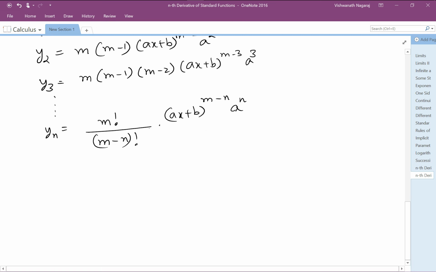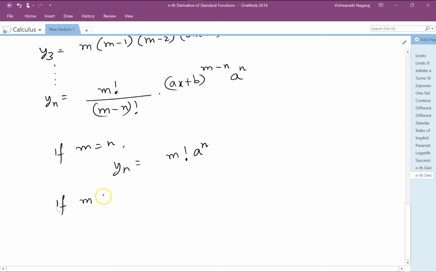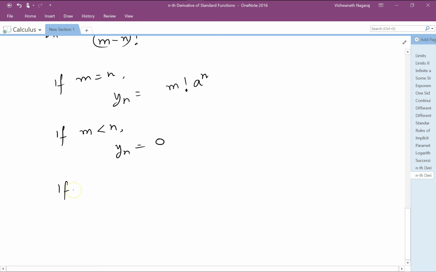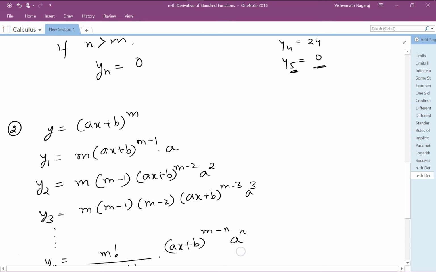Again, just like in the previous function, let's say m is equal to n. What happens? If m equal to n, yn will become equal to m factorial will remain as it is, denominator will become 1, (ax plus b) to the power of m minus n will become 1, and we will be left with a^n. Now, if m is less than n, yn will become equal to 0. And just one special case. See, here the assumption is that m is a positive integer.